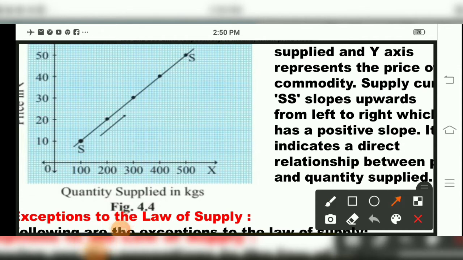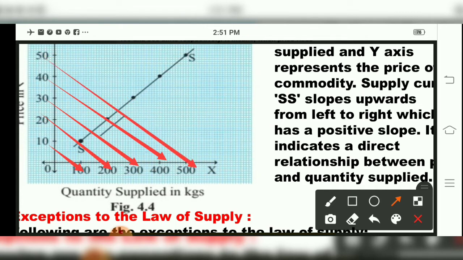For 10 rupees, 100 kgs was there. For 20, 200 was there. For 30, 300. For 40, 400 was there. And for 50 rupees, 500 kgs of product were demanded.